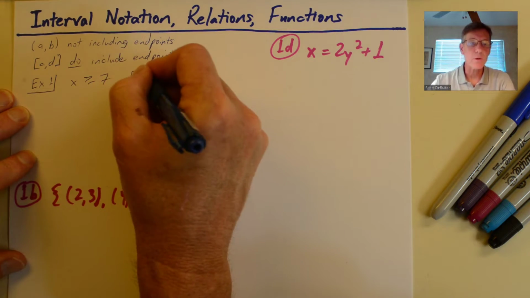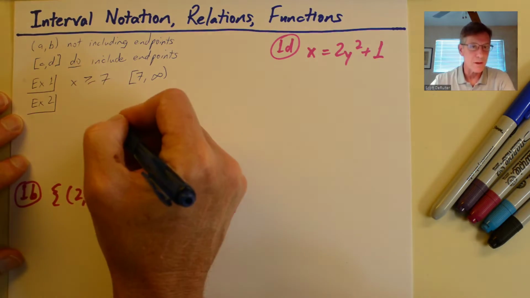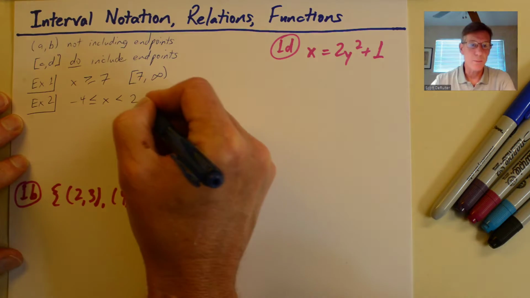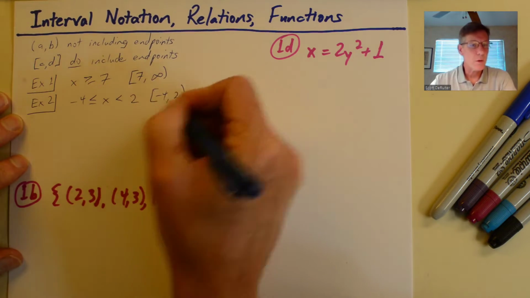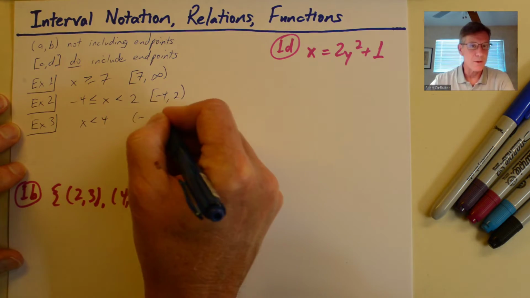So if x is greater than or equal to 7, we would write the interval from 7 to infinity. The bracket would include the 7. We don't include the infinity because it's a symbol. Negative 4 is less than or equal to x is less than 2. That's negative 4 to 2. We include the negative 4 but not the 2.